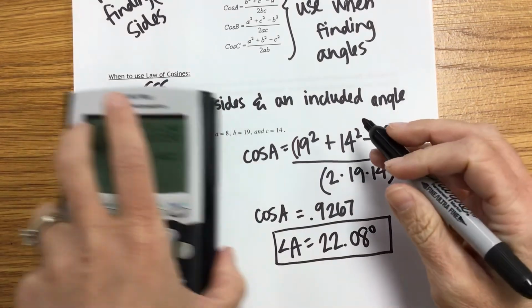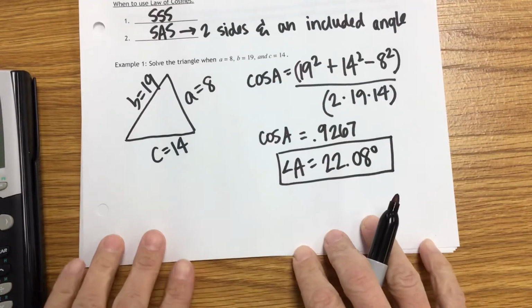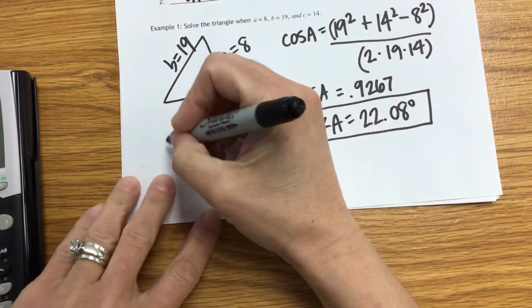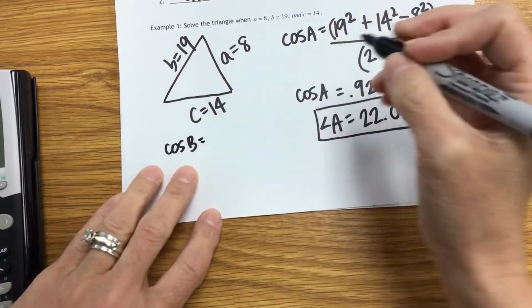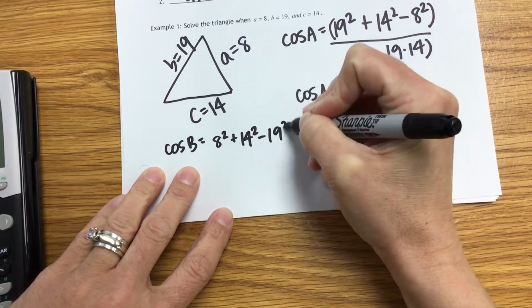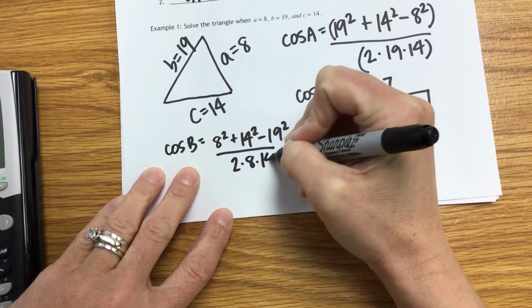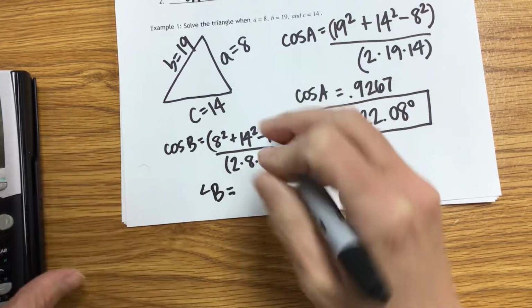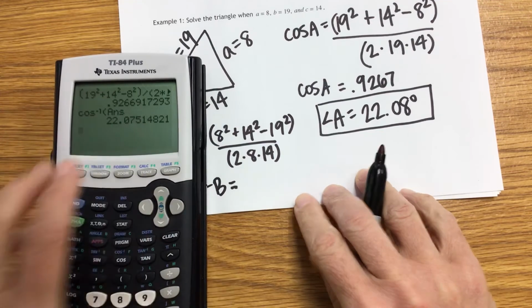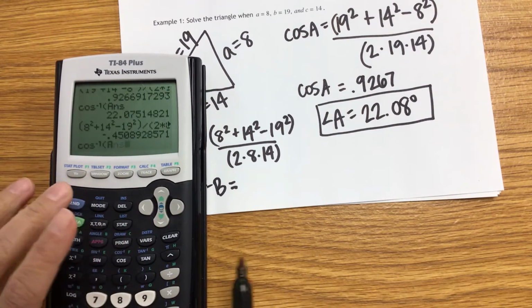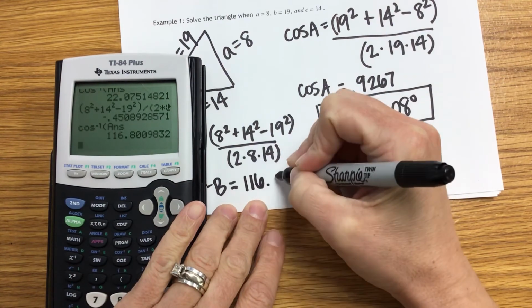When you start with law of cosines on a problem, you should continue with law of cosines throughout the whole problem. So now I'm going to find B. I'm just going to repeat this using the cosine of B formula. So cosine of B equals 8 squared plus 14 squared minus 19 squared over 2 times 8 times 14. And I will do all that and then cosine inverse. And for angle B, I got 116.80.